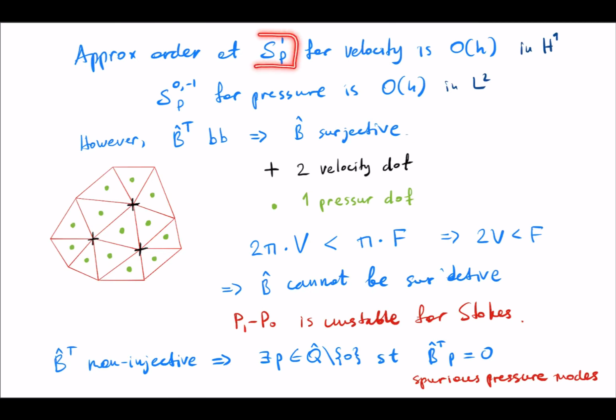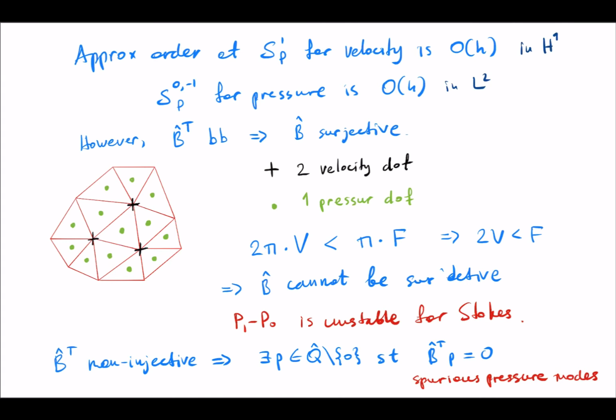Because we are approximating the velocity by piecewise affine functions, and the natural space for velocity is H1, the approximation order is O(h). And for the pressure space, we are using piecewise constants, but the natural space for pressure is L2. So again, the approximation order is O(h). So these two orders are consistent, meaning that we are not wasting any approximation power here.